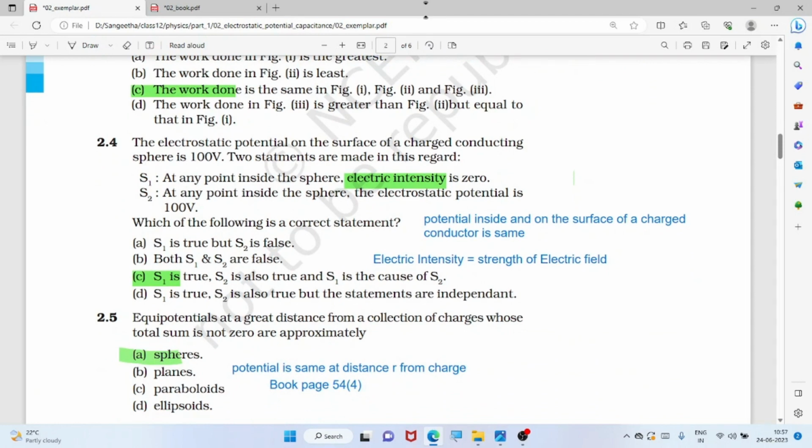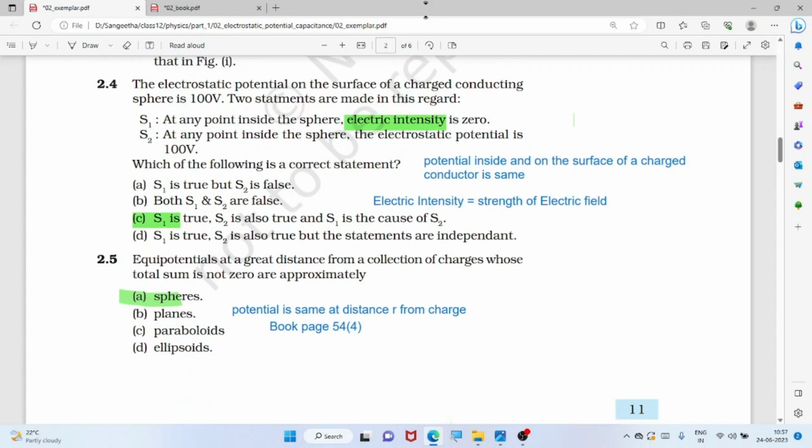Electrostatic potential on the surface of a charged conductor is 100 volt. Two statements are made from this. At any point inside the sphere, the electric intensity is 0. That is, the electric field is 0. At any point inside the sphere the electrostatic potential is 100 volt. This is true, this is also true. Yes, because inside there is equipotential.